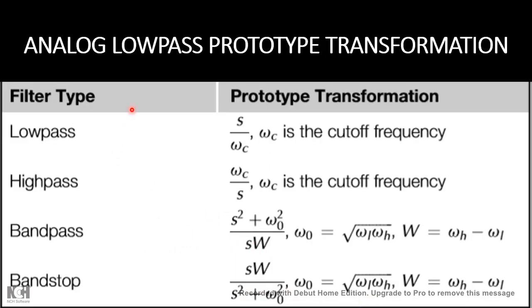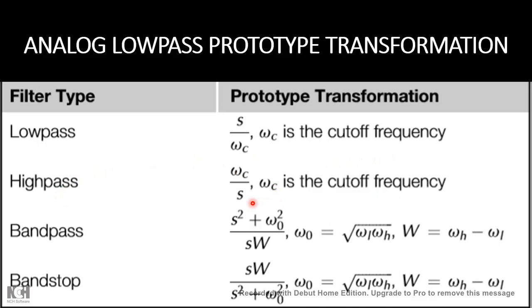These prototypes are used. We have the following filters: low pass, high pass, band pass and band stop. We will use the corresponding formulas. When we have a low pass filter, we will use this prototype, that is S over omega C, where omega C is the cutoff frequency. For high pass filter, it will reverse, as low pass and high pass are inverse of each other.